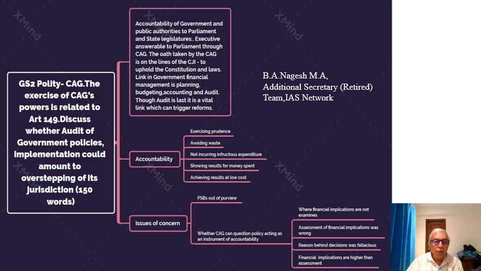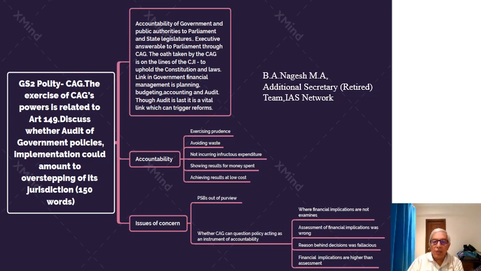So, for a question like this, the answer has to be very analytical. It is not that you're going to write whatever you know about the CAG in the answer. The examiner is aware of the appointment of the CAG, his role, functions, everything. But the question is very straightforward. The question is whether the audit of government policies and implementation is tantamount to overstepping of its jurisdiction.